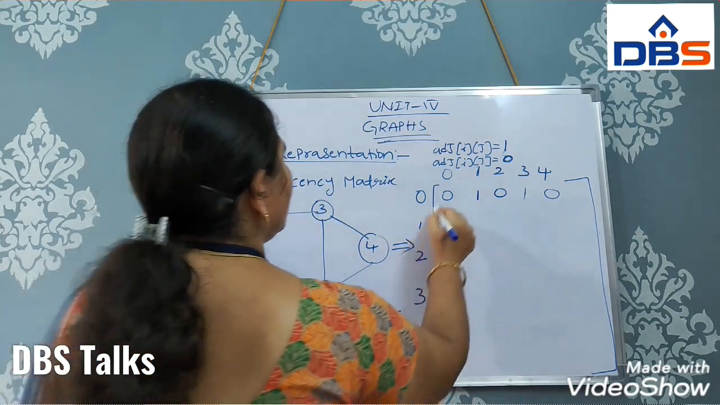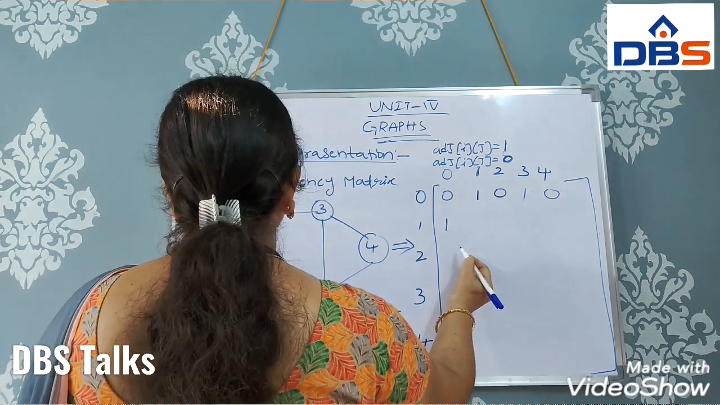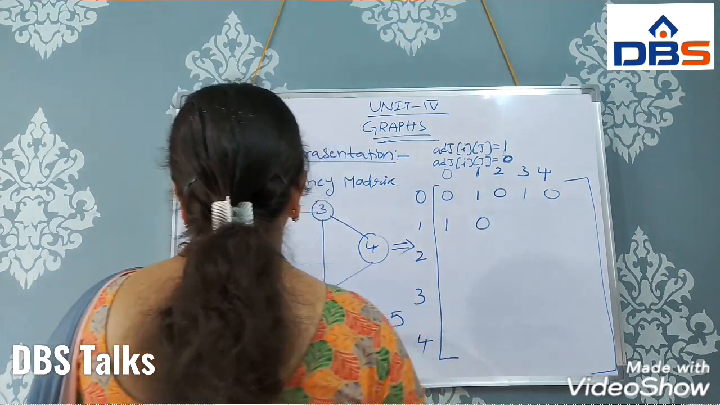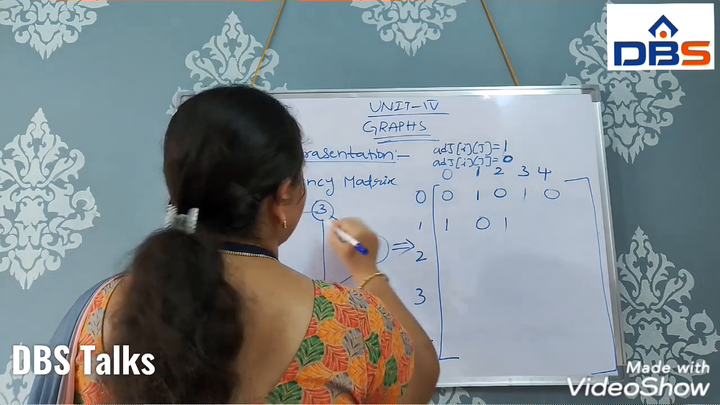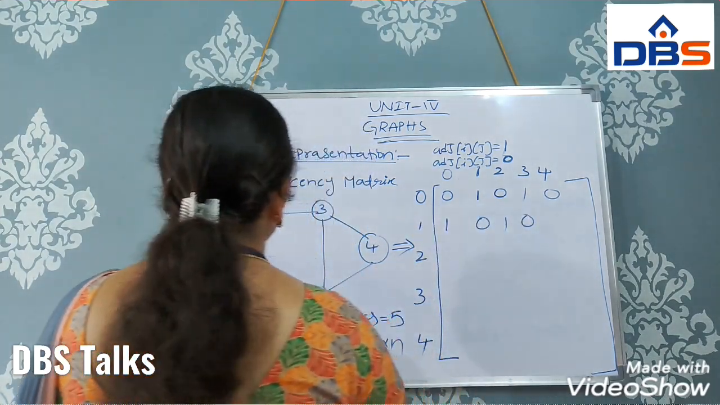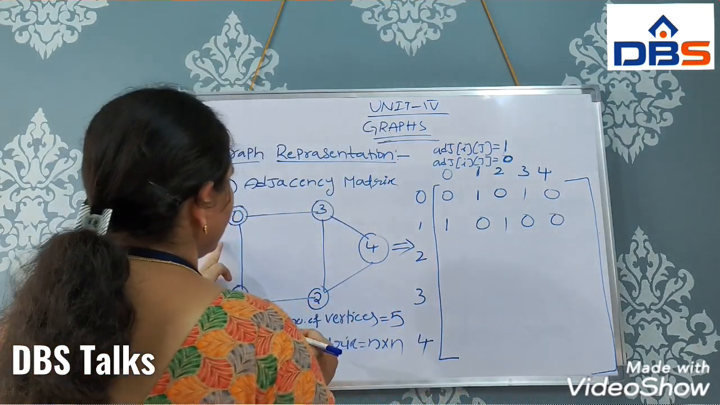Next one, 1 to 0. As there is a connection. 1 to 1, there is no self loop. 1 to 2, as there is a connection. 1 to 3, there is no direct connection. And 1 to 4, there is no direct connection.